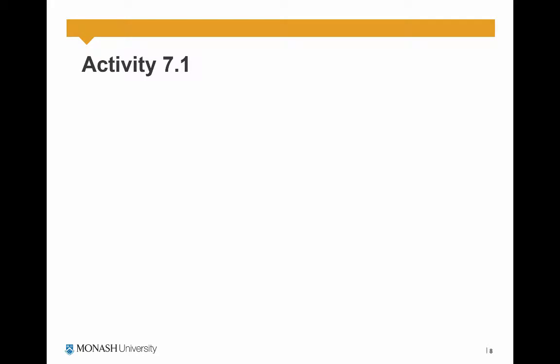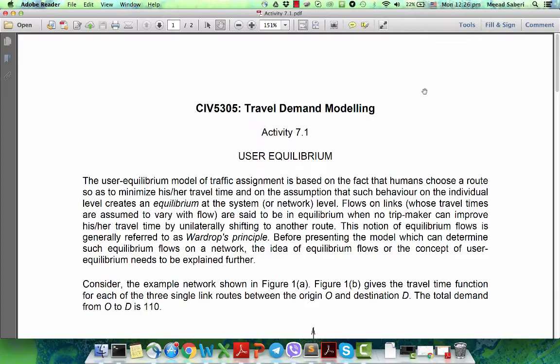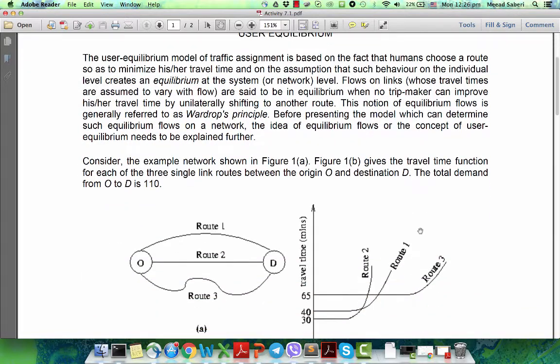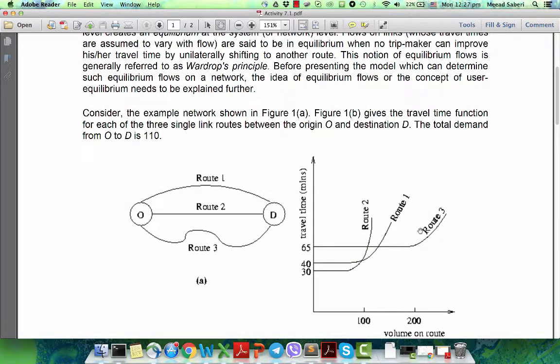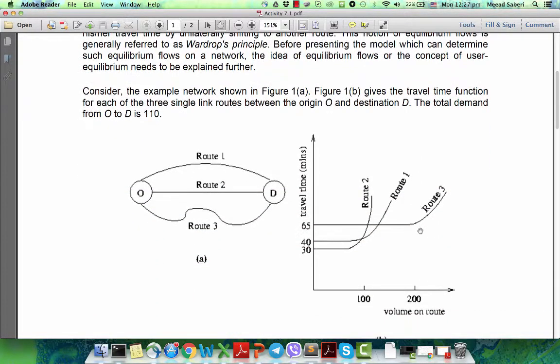To better understand the notion of user equilibrium, let's now go over activity 7.1. Activity 7.1 provides you with a little bit more detailed information about user equilibrium and Wardrop's principle, with a nice little example of a three-link network, as you can see here, from an origin to destination: route 1, route 2, route 3. For every route, we can plot a volume delay function, a volume delay curve.